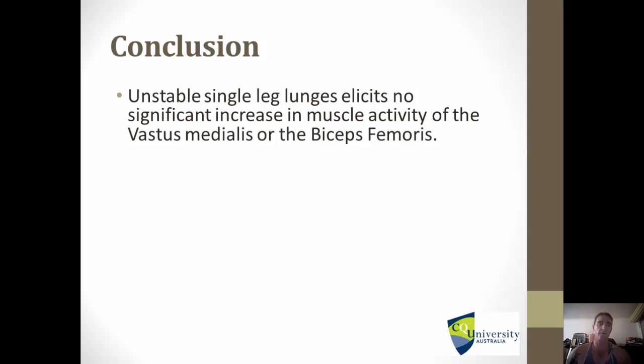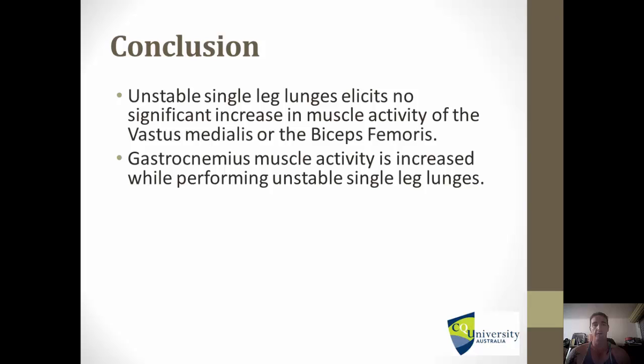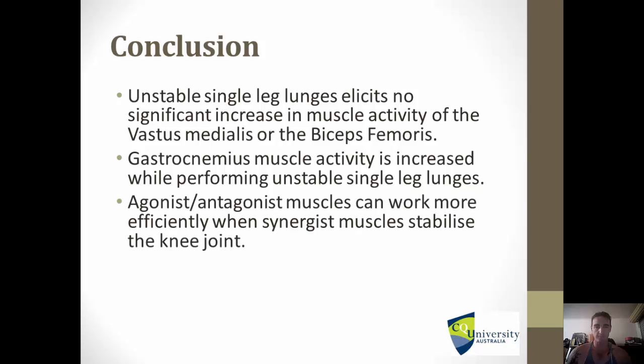Okay, in conclusion, unstable single leg lunges really elicit no significant increase in muscle activity of the vastus medialis or biceps femoris, the agonist-antagonist muscles during the squat exercise. However, the gastrocnemius muscle activity is increased while performing unstable single leg lunges. The agonist and antagonist muscles can work more efficiently when synergist muscles stabilise the knee joint, so that it can go through its full range of motion a lot easier.